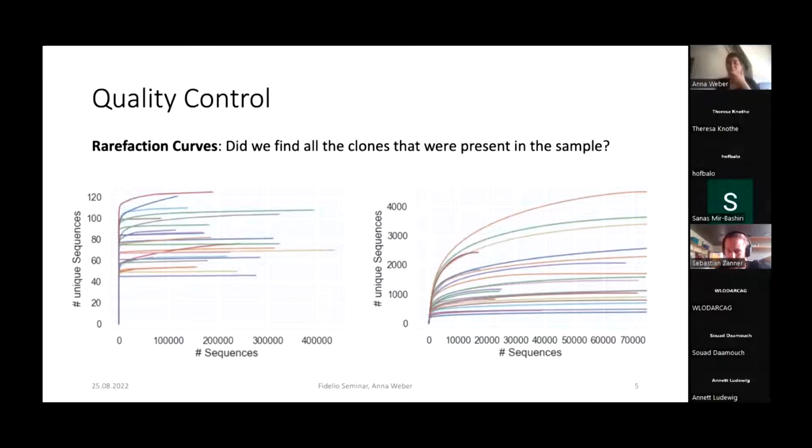So you see on the x-axis the number of new sequences you find, but the line ends when the number of reads stops. Exactly, exactly. You also see that we don't have the same number of reads for every sample, right? There can be huge differences there as well. Exactly. Good. Thank you for the question.